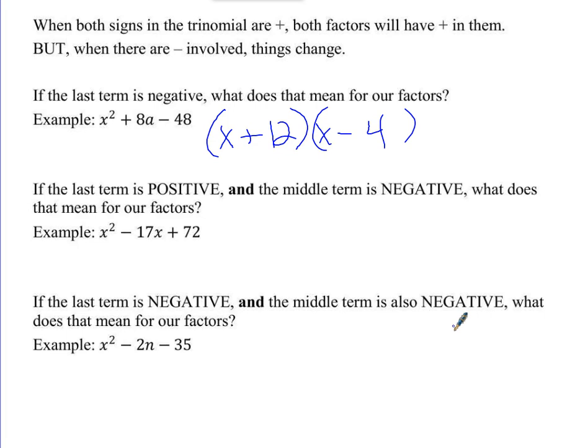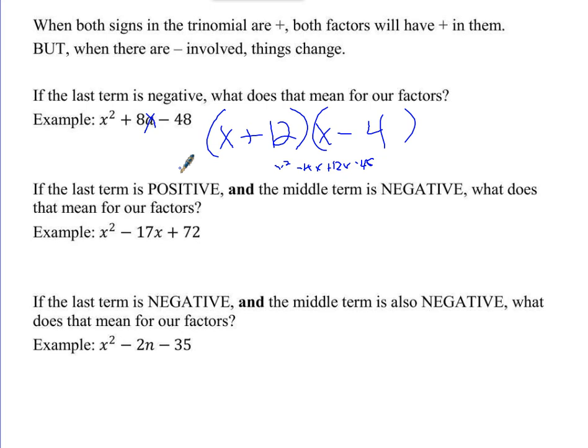We should always check to make sure that we're doing this correctly. So FOIL it back out. You get x squared minus 4x plus 12x and then minus 48. If I combine like terms, that minus 4x and that plus 12x add to give me the 8. That should be an x right there, by the way. 8x. So I did do this correctly.